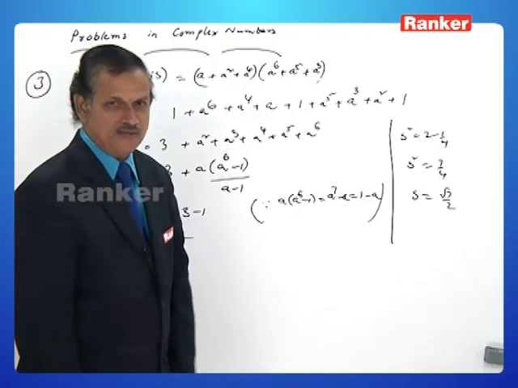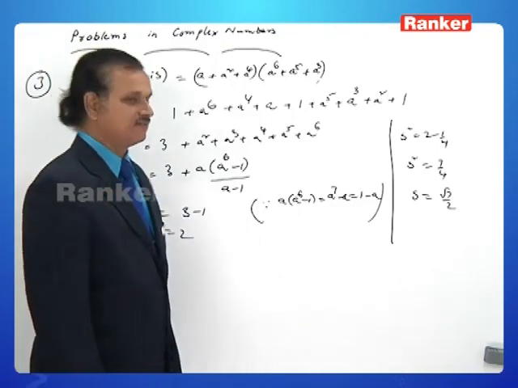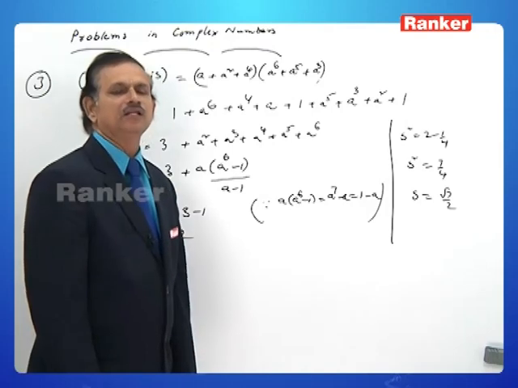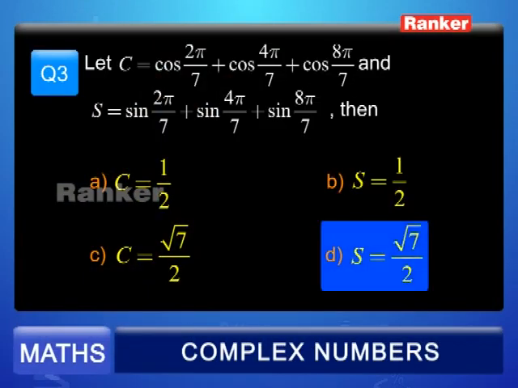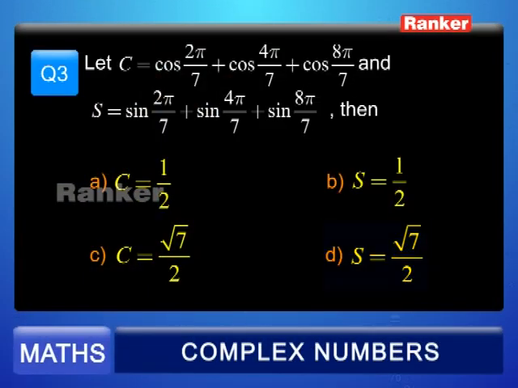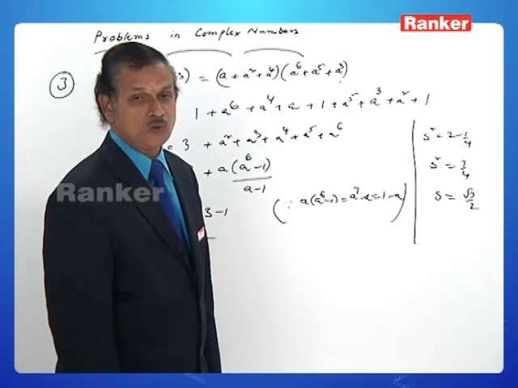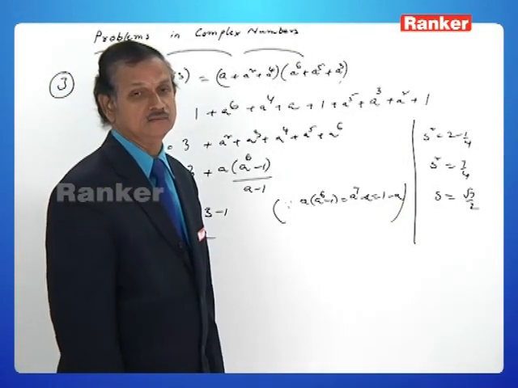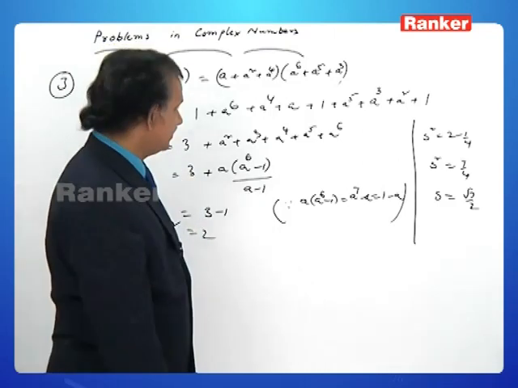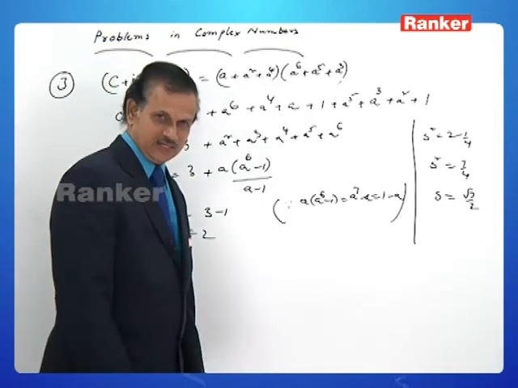It is not available in the options, but S is equal to root 7 by 2 is available among the options. And the option D, that is the fourth option, S is equal to root 7 by 2 is the correct answer. Here, the crucial points to be kept in mind are a power 7 is equal to 1 and mod a is equal to 1. By noting them, we are able to have the answer directly.